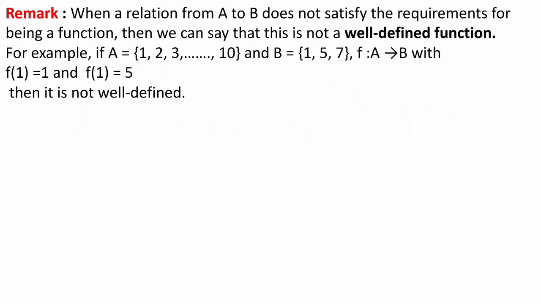When a relation from A to B does not satisfy the requirements for being a function, then we can say that this is a not well-defined function. For example, A is {1, 2, 3, up to 10}, and B is the set {1, 5, 7}, and f from A to B with f of 1 equal to 1, f of 1 equal to 5. That is, one element in A has two images, so it is not a well-defined function.